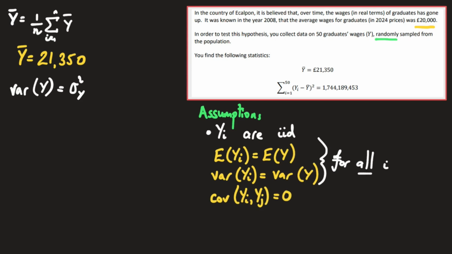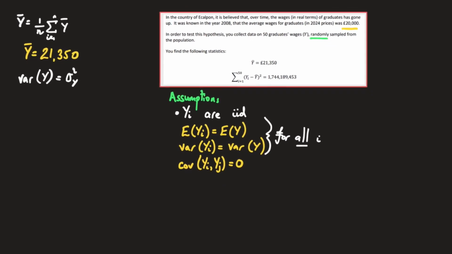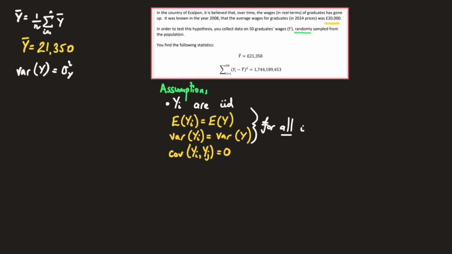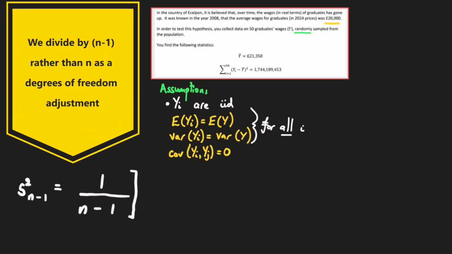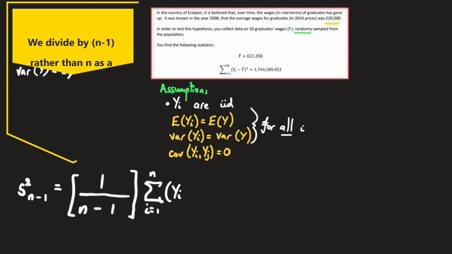Now, we want to construct an unbiased estimate of the variance of y. And we know an unbiased estimator, which is s squared. And s squared is, remember, equal to 1 over n minus 1 times the sum of the y minus y bar squared.